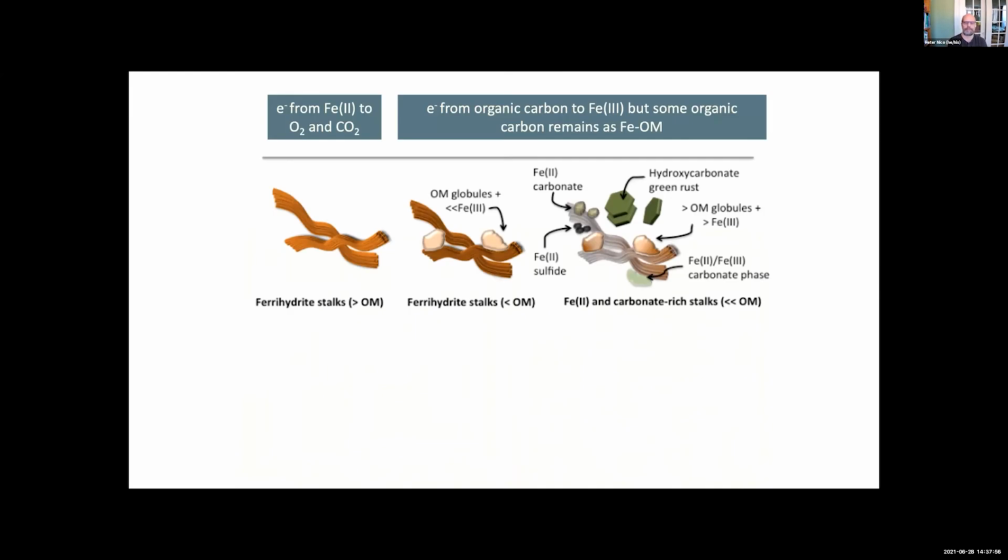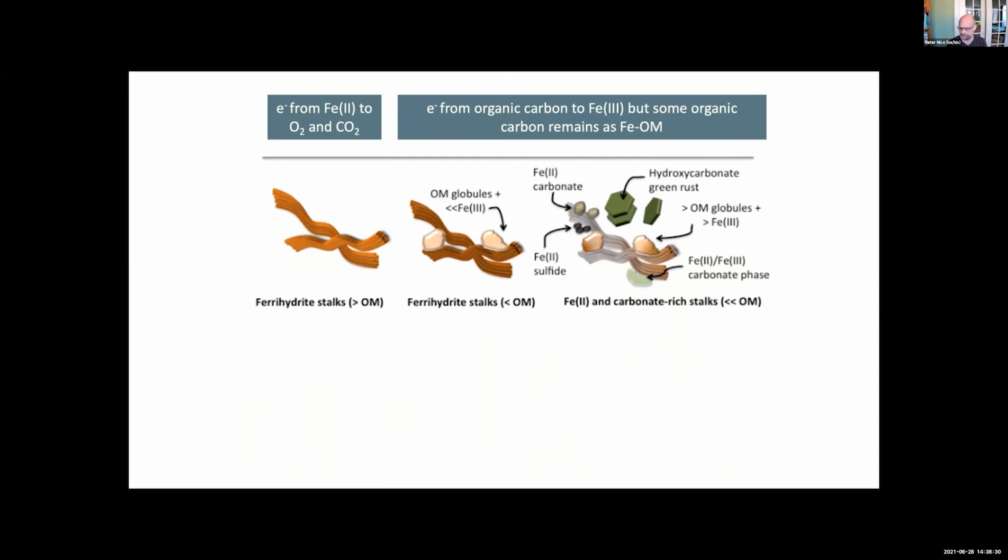So when we relate this to a conceptual model, we see that we're doing the oxidation. We're transferring electrons from the iron 2 to the oxygen and to the carbon dioxide in the system to generate organic matter and iron 3 material. When we return to a reducing system, the electrons are basically being shuttled back from the organic carbon to the iron 3, reoxidizing that organic carbon. But some of the organic carbon remains reduced and associated with iron as iron organic matter precipitates, what we're calling our iron globules.